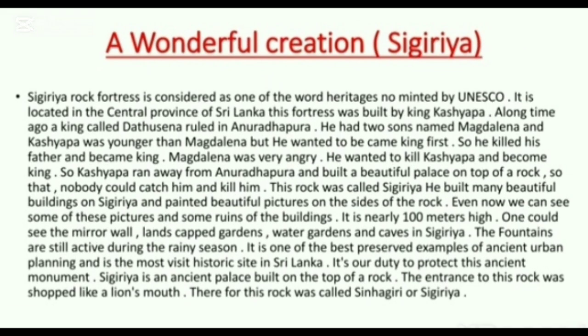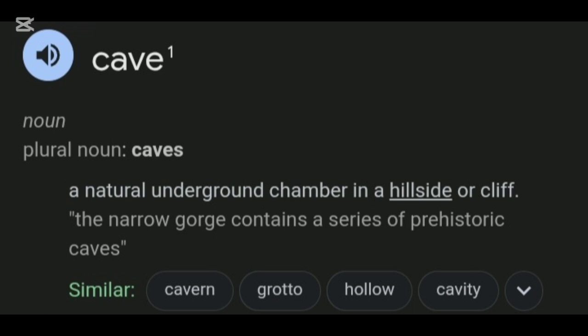Now come to the paragraph. It is nearly 100 meters high. One could see the mirror wall, landscaped garden, water gardens and caves in Sigiriya. Here is another word, caves. This is a noun. In Tamil we say Kuhaihal, a natural underground chamber in a hillside or cliff. For example, the Nero Gorge contains a series of prehistoric caves.